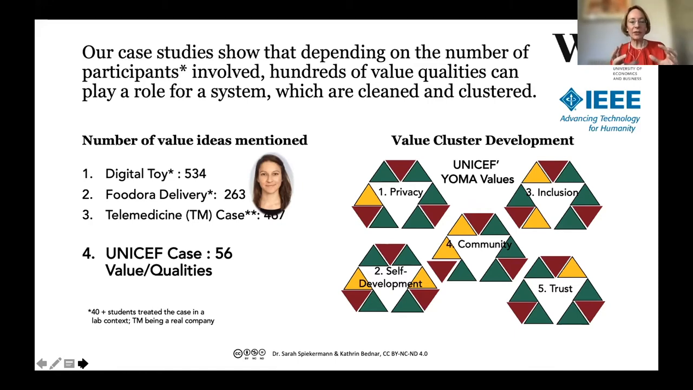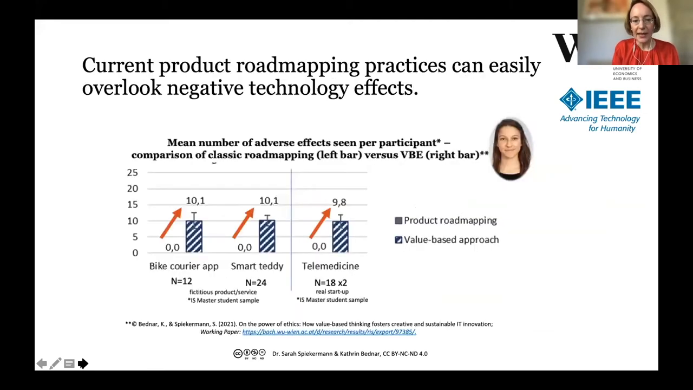And these values need to be structured into clusters. This is what you see here on the right side. So we have a mechanism of taking this hugely unstructured data and then building value clusters. Some of these value clusters will naturally show things that might be undermined, like privacy, for instance. And what we see in the method, in comparison to roadmapping, is that there are 10 times more issues that are seen that could go wrong.